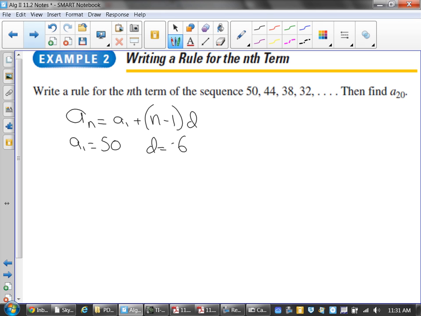Substitute in, combine like terms. The big mistake that most people make here is when you distribute out a negative, you forget negative times negative is positive. So your nth rule would be negative 6n plus 56. Could you write it as 56 minus 6n? It's fine. Either way is perfectly fine.